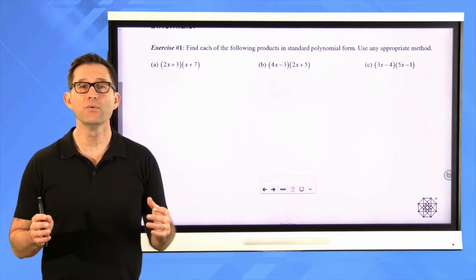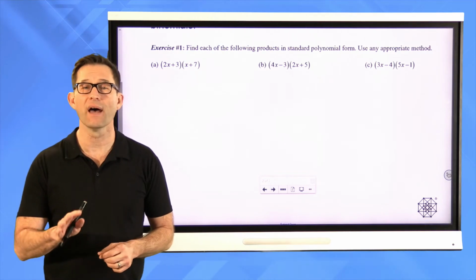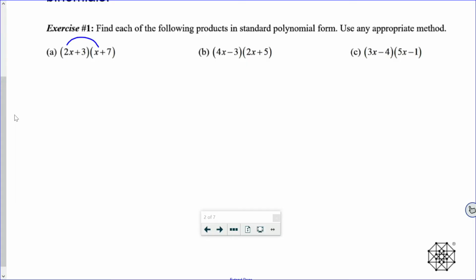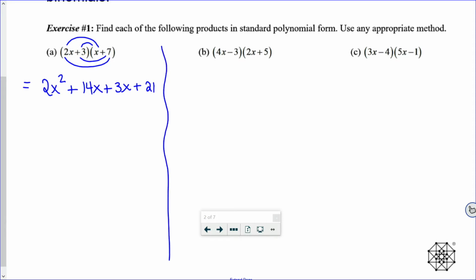All right, now I'm going to use FOIL in each case, and you'll see why that is as we go through this lesson. But let's do it. So in letter A, I'm going to do 2x times x, which is 2x squared. That's my first. I'm going to do 2x times 7, and that's 2 times 7, which is 14, and just the x comes along for the ride. I'm going to do my I, which is 3 times x, or 3x. And then I'm going to do my L, 3 times 7, which is 21. As always, the only two things that combine are the 14x and the 3x, and in this case, that's 17x, and then plus 21. We're just going to go through each one of these in turn.